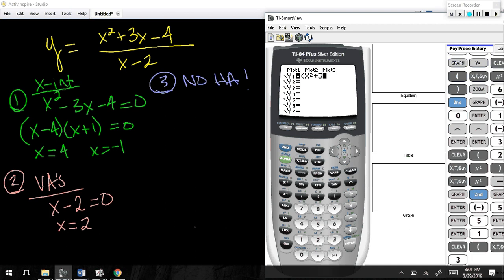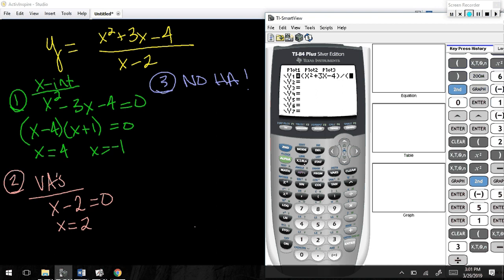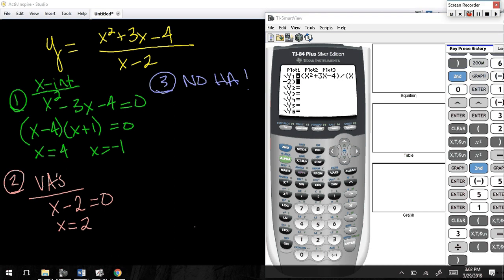X squared plus 3x minus 4 divided by x minus 2. You have to have the parentheses before. Yeah, mine didn't do it. Like, I have to graph it and then table.